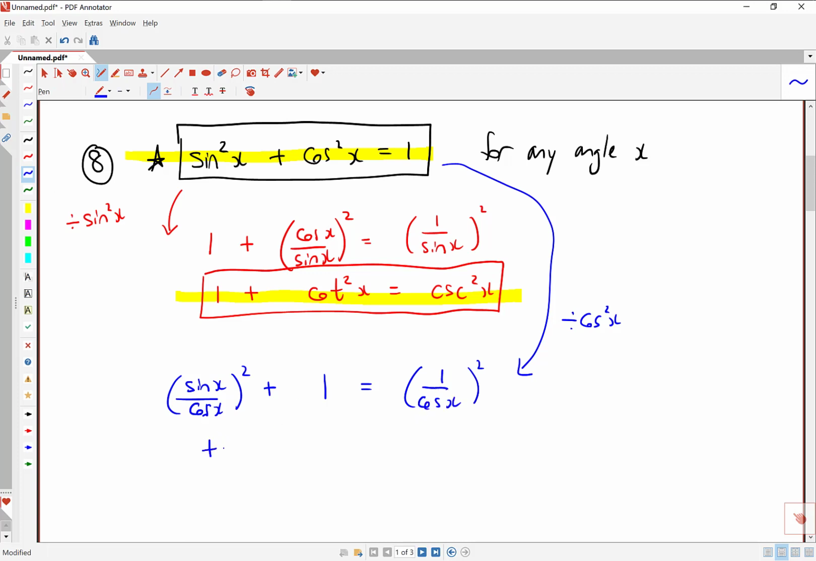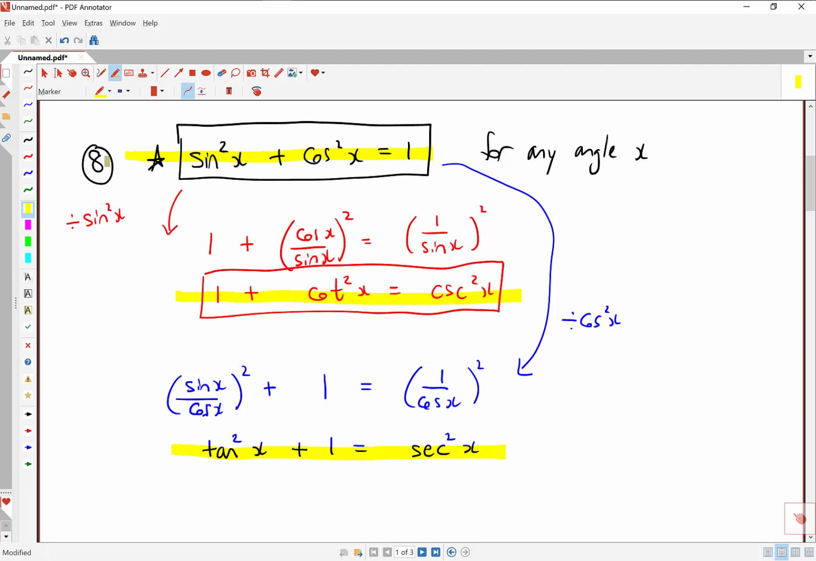Let's see what that does for us. That allows us to write tan x all squared, so let's call that tan squared x, plus 1 equals, well, on the right side we'd have secant x all squared, which we'll just write as secant squared x. So this is our third identity.